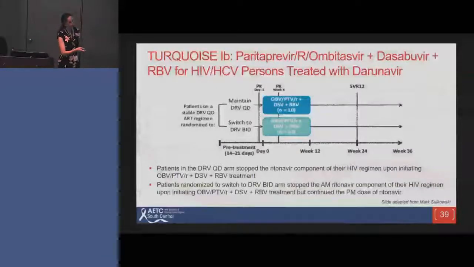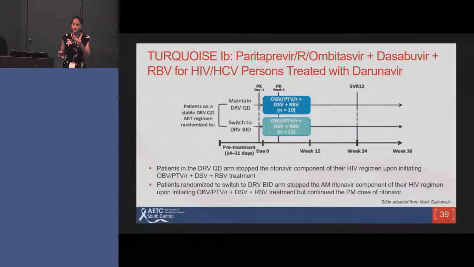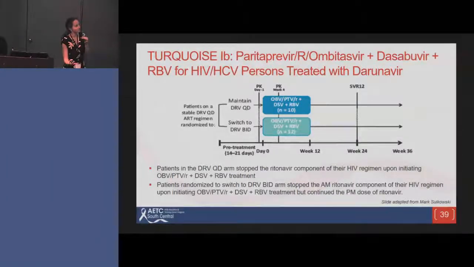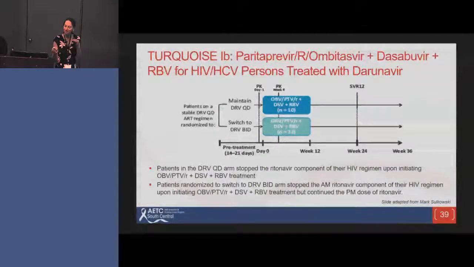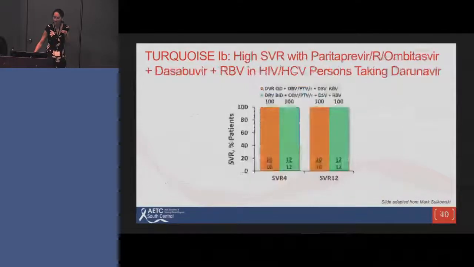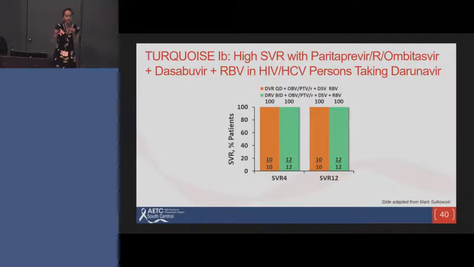So they randomized people to either maintain darunavir once a day, stopping their ritonavir that's used with the darunavir and using the ritonavir that comes with the hepatitis C treatment regimen instead, at the same dose, or they switch to darunavir twice a day. And essentially what they saw was a 100% efficacy rate. So SVR12 of 100%. You can see the number of people was small, but overall, no one was lost to follow-up. Everyone responded. Everyone had a suppressed viral load.